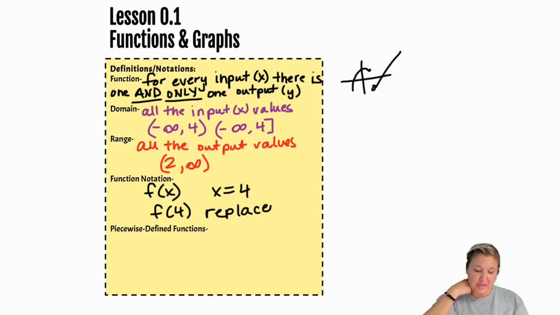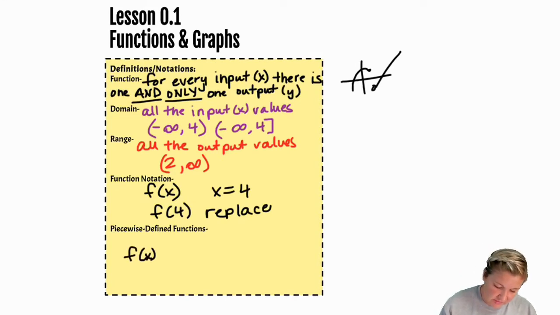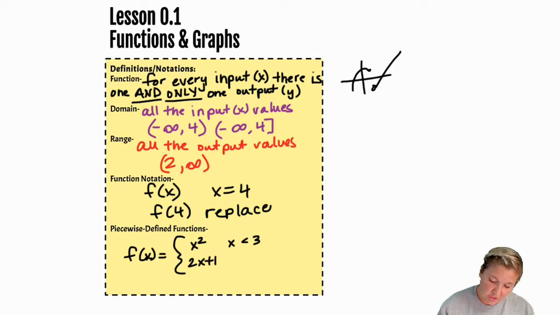The last one is piecewise defined functions. Just like they say, they're a function broken up into different pieces that make one big graph. Normally they look something like this: f of x is equal to, with a brace, x squared for all values of x less than 3, and 2x plus 1 for all values of x greater than or equal to 3. That way we are still defined at 3.